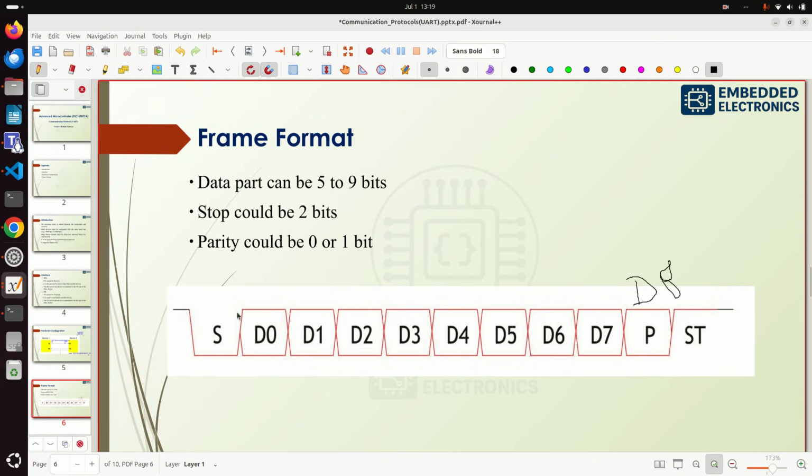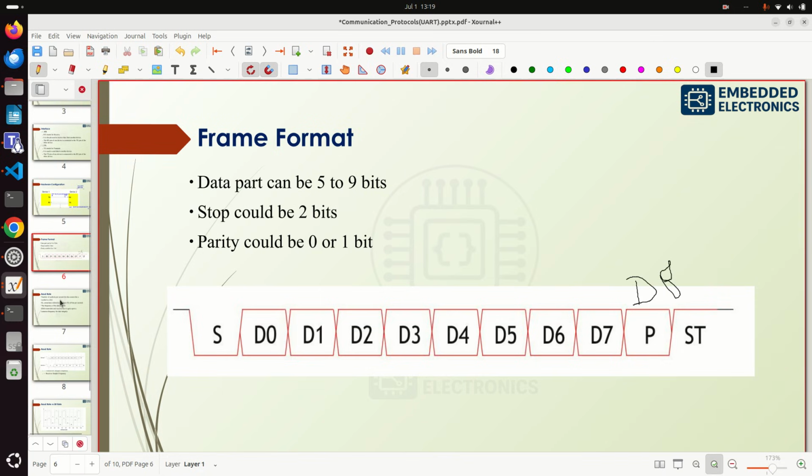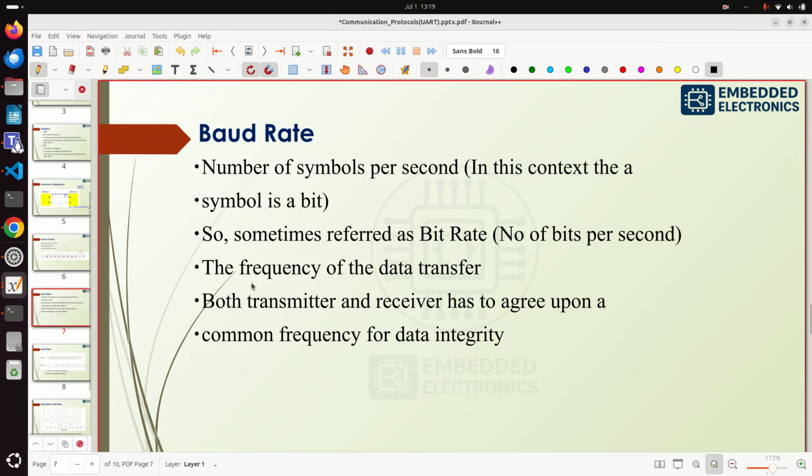And next is the baud rate. Let's discuss this one in the next session.